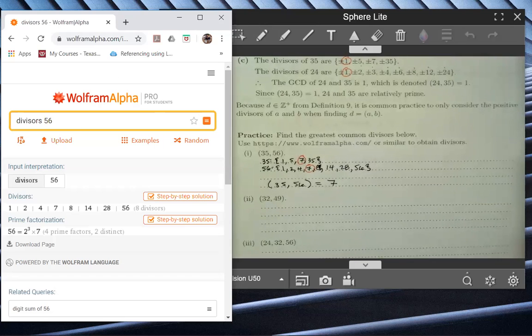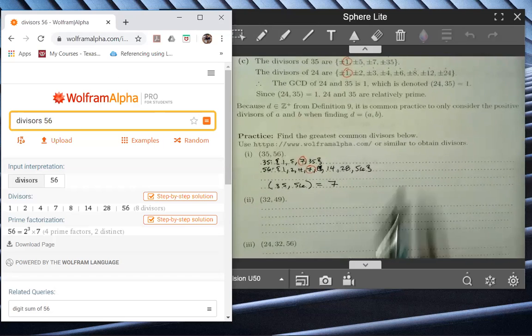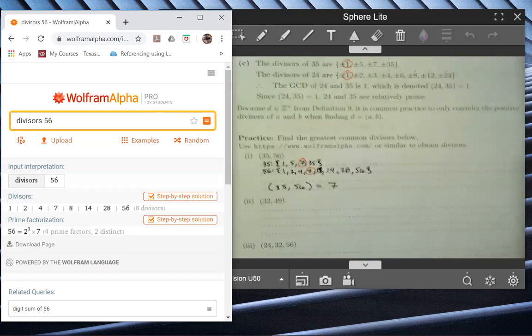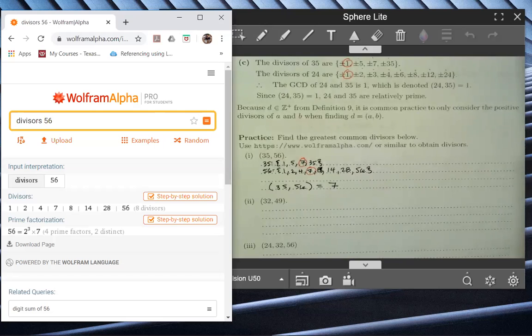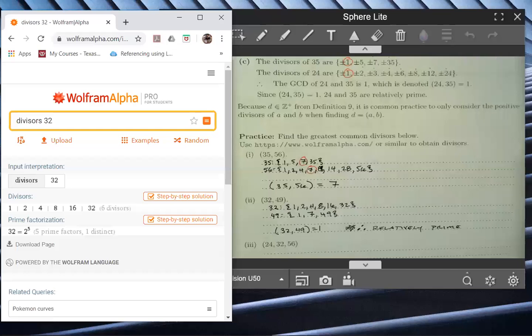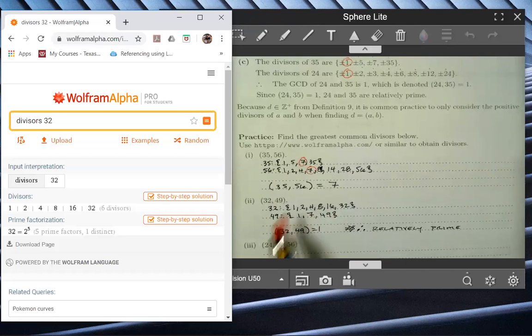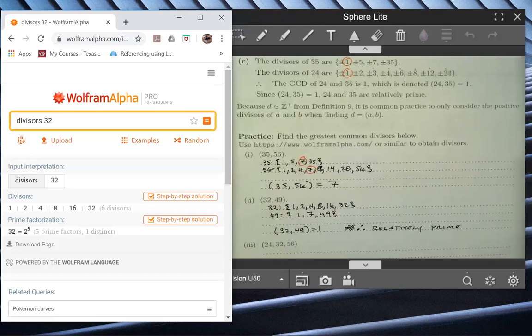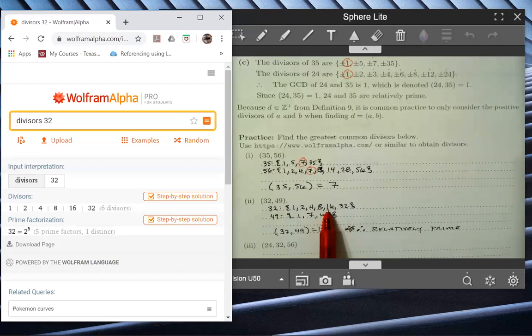What about for the next one? Pause the video, try it out, unpause the video, and see how your result comes out. So, did you find the divisors of 32 and the divisors of 49? The divisors of 32: 1, 2, 4, 8, 16, 32. The divisors of 49: 1, 7, and 49.